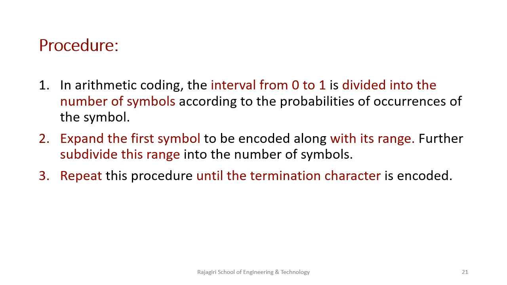The procedure for arithmetic coding is as shown here. In the first step, we consider an interval from 0 to 1. This interval is then divided into the number of symbols according to the probability of occurrence of each symbol. The first symbol to be encoded is then expanded along with its range. This range is further subdivided into the number of symbols based on their probabilities. This procedure is then repeated until the last character is encoded.